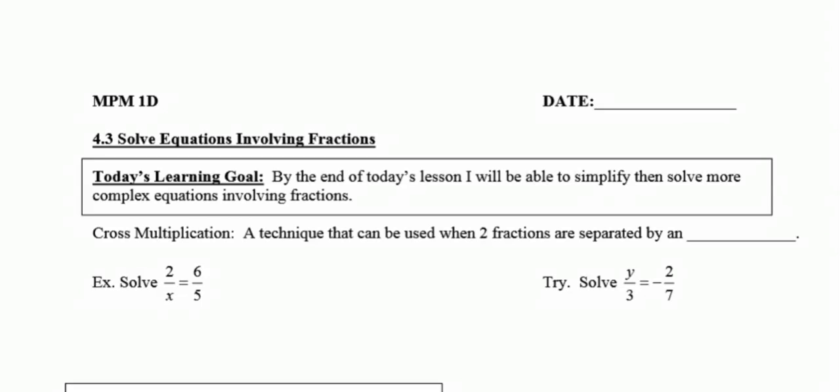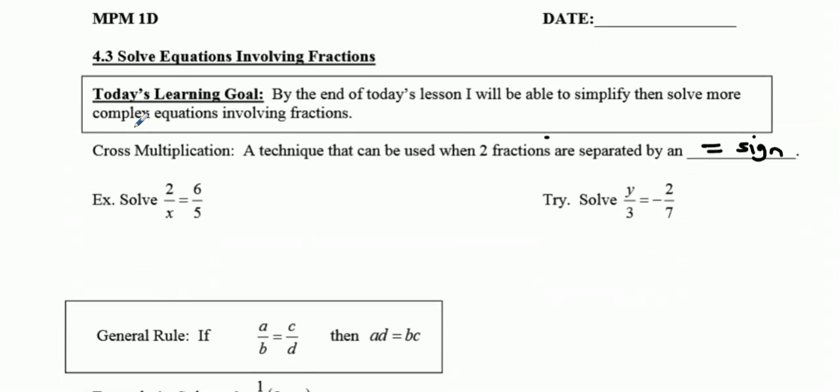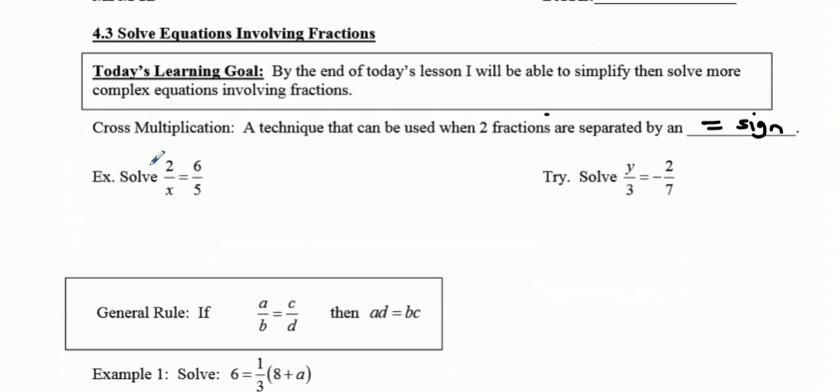A technique that can be used when you have two fractions that are separated by an equal sign is called cross multiplication. And this is an example of cross multiplication. So these are the characteristics. It has to be one fraction on one side, one fraction on the other side, and an equal sign in between. And this is the only case where you can do cross multiplication.